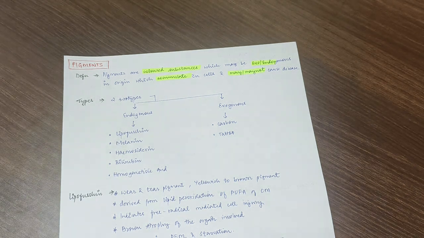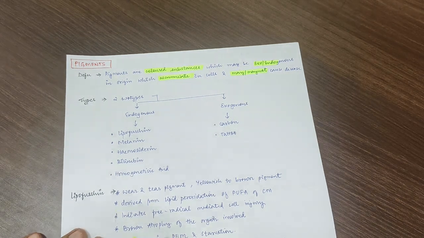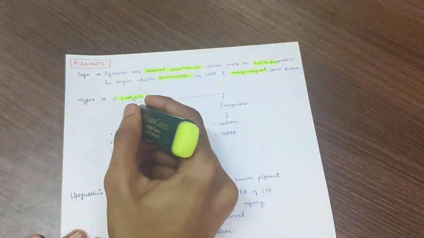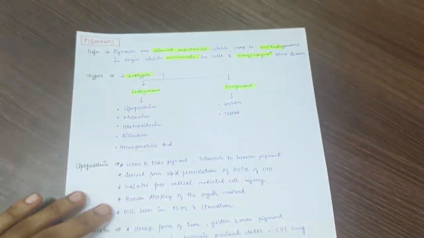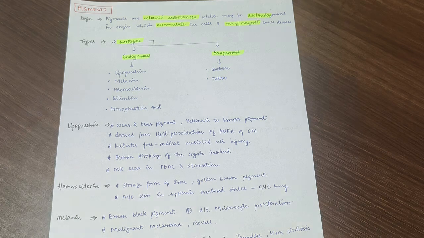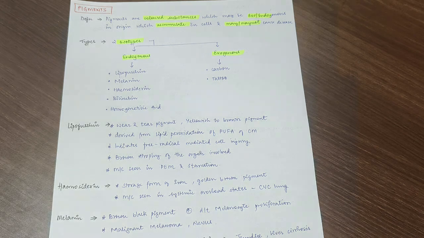They might be exogenous or endogenous particles which accumulate inside the cell, which may or may not cause disease. What are the two types there? Two types are endogenous and exogenous. Exogenous most commonly would be carbon, because carbon is very abundant on our earth, so it is the most common exogenous pigment. And tattoo, which is very fashionable nowadays.